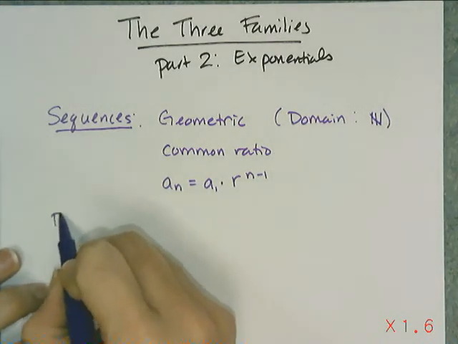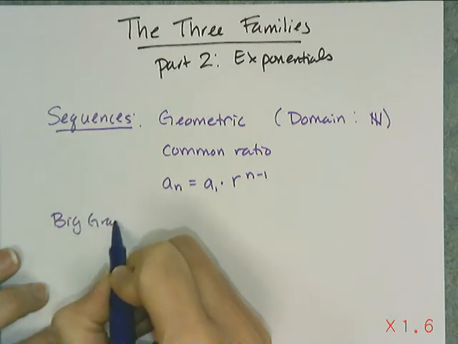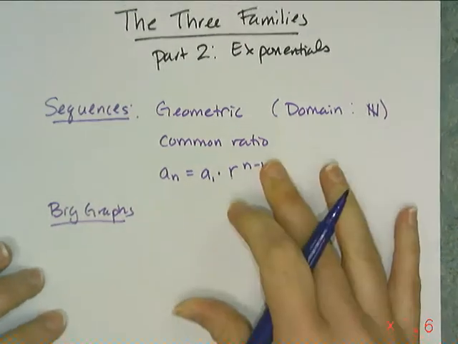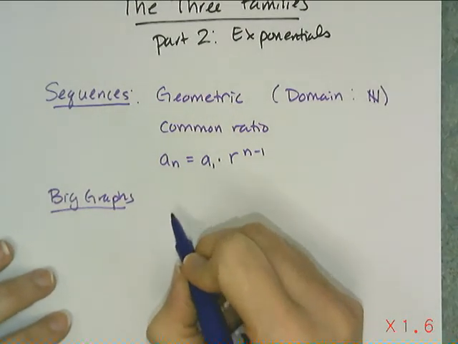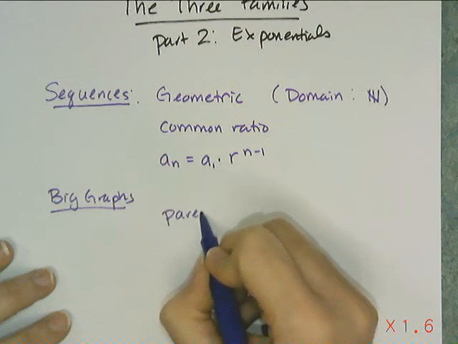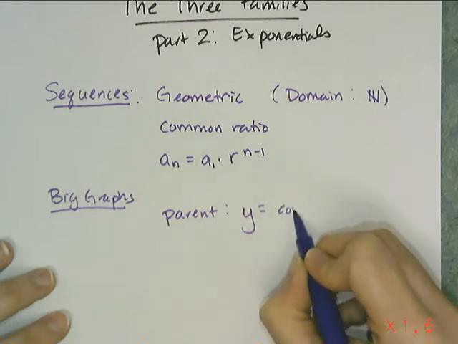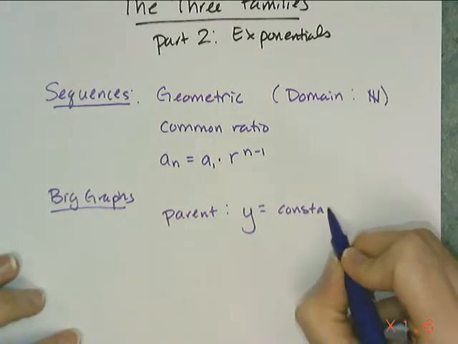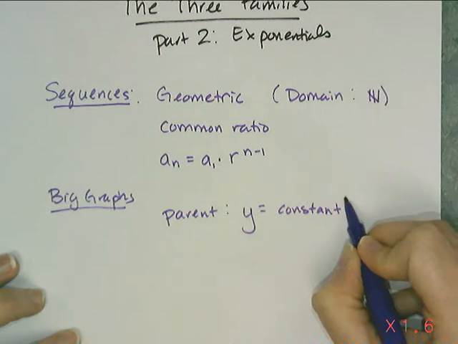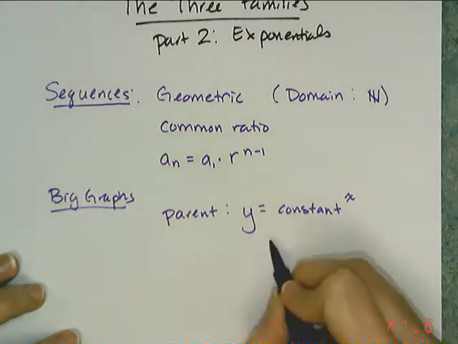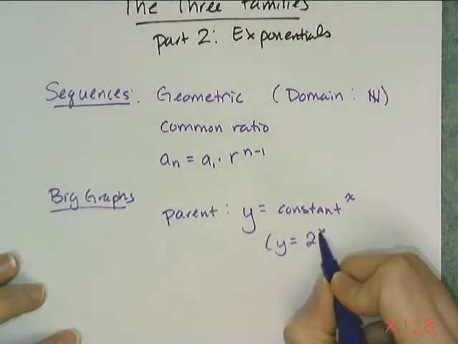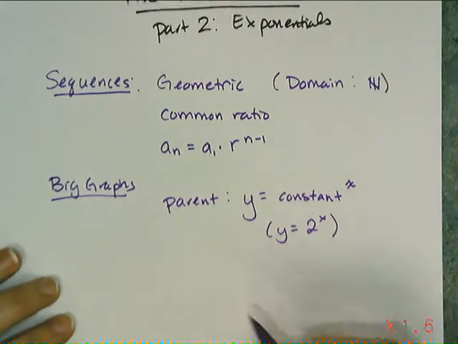And then we moved on to big graphs in class, and we noticed a couple of things about them. Now in class I said the parent was y equals 2 to the x, and that's not actually true. It's actually y equals some constant like a 2 or a 3 or a 4 or a 10 or whatever raised to the x power. And I'm going to just put in parentheses y equals 2 to the x because that's the one that I made everyone graph in their big graphs.